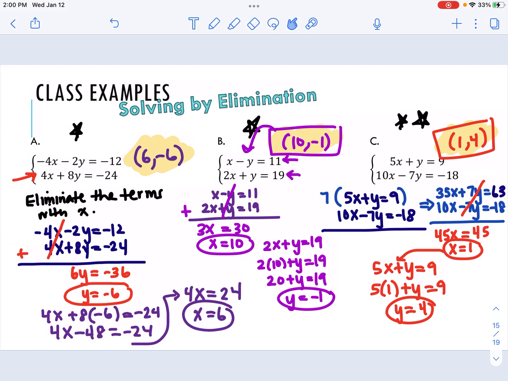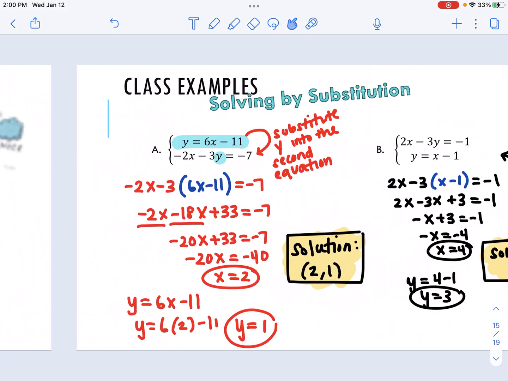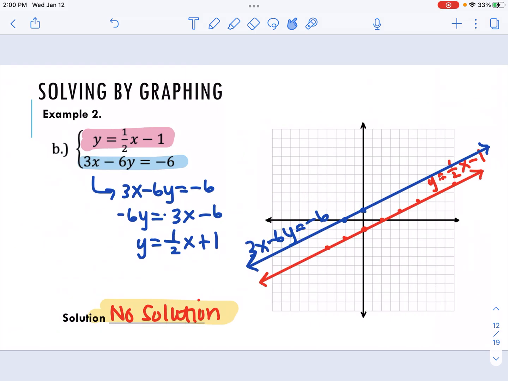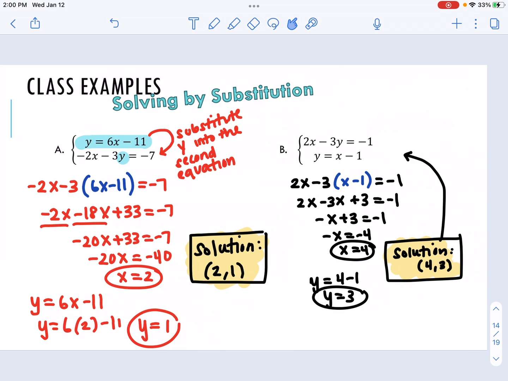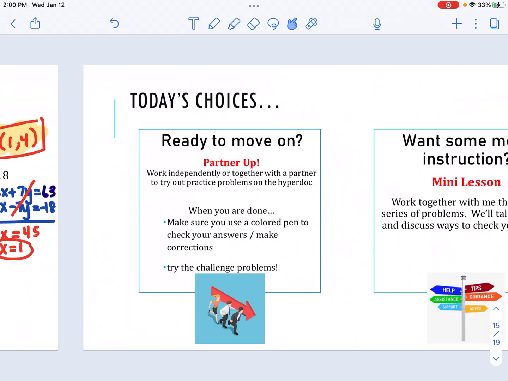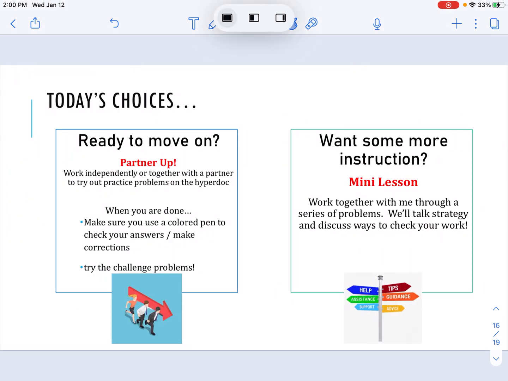So at this point right now, we've done a lot of work. We talked about how to graph. We talked about how to solve by substitution. We've also talked about how to solve by elimination. If you feel like you are very confident and ready to move on, you're going to move on to the HyperDoc. You can partner up or work independently to try out practice problems in the HyperDoc.